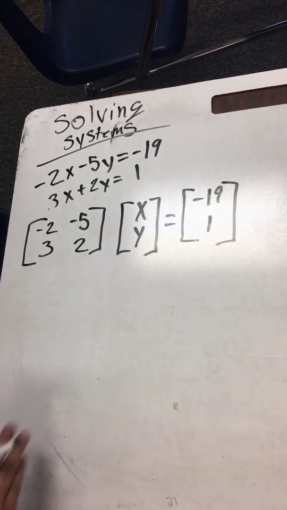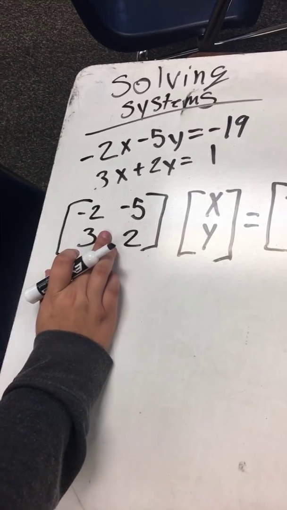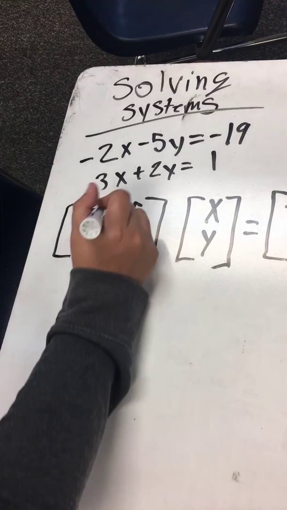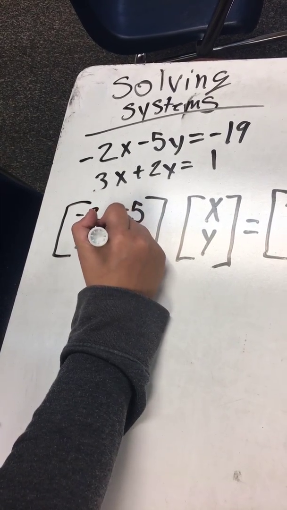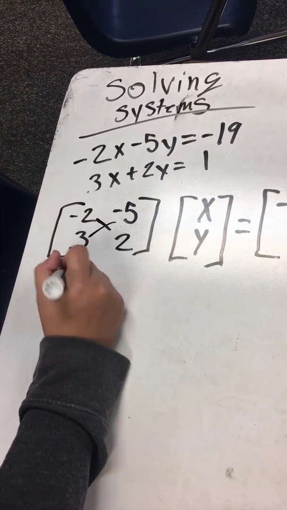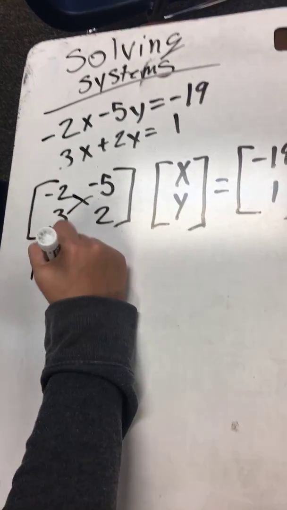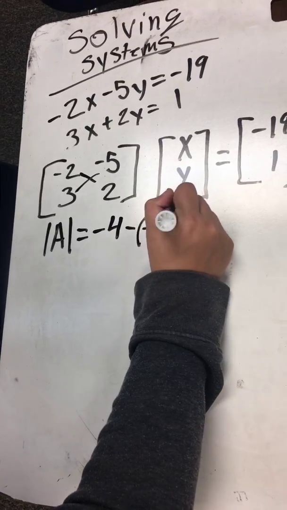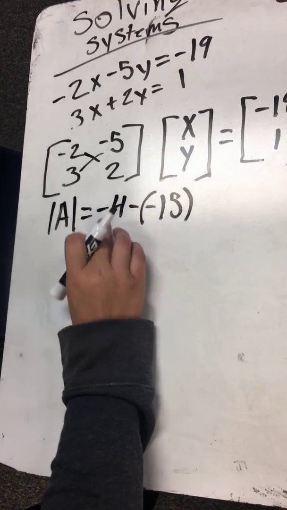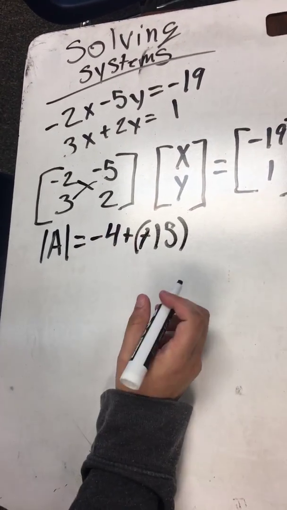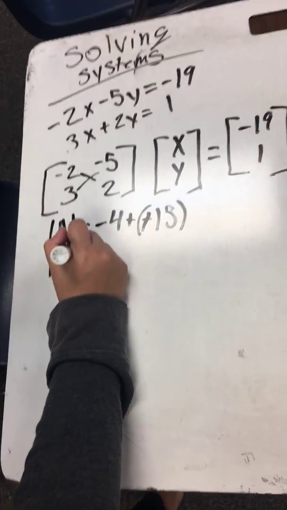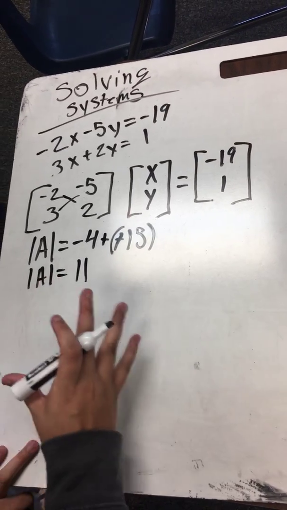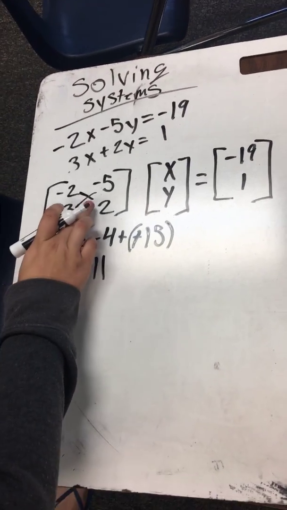So, to find the determinant, you will use your matrix of coefficients. So you will do negative 2 times 2 and 3 times negative 5. So what that will give us is negative 4 minus negative 15, which then becomes negative 4 plus positive 15, making our determinant 11.